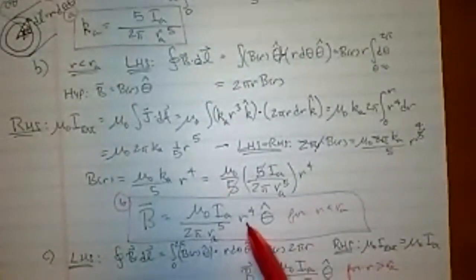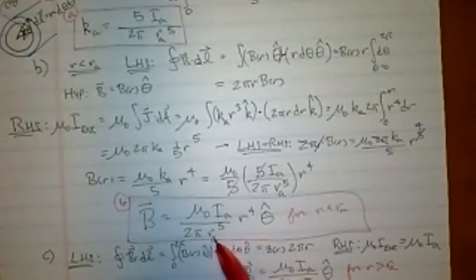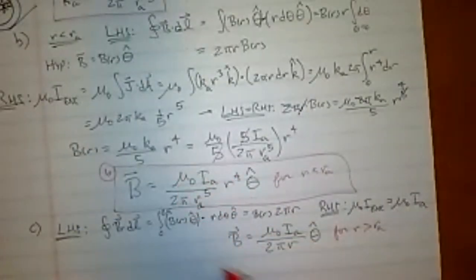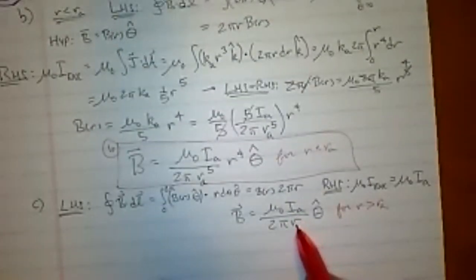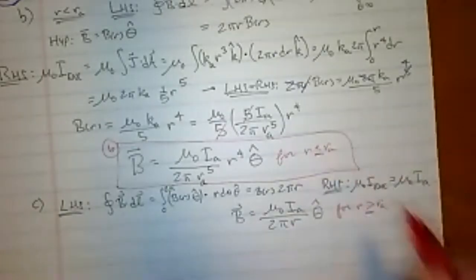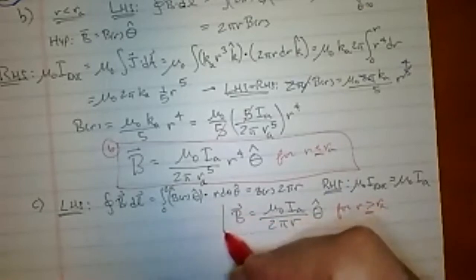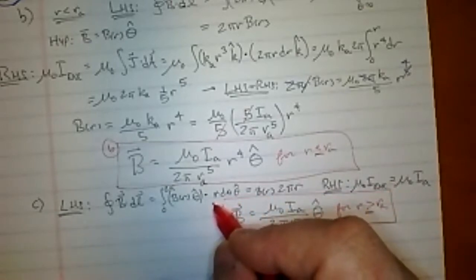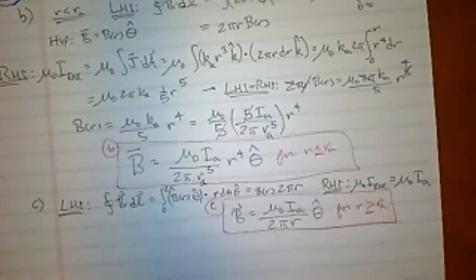And if you notice, if you actually allow R to equal RA, what you get is RA to the 4th over RA to the 5th, which is 1 over RA times mu 0 I over 2 pi. And that's the exact same thing you get here. So you can actually add that equality symbol to it. And that's part C.